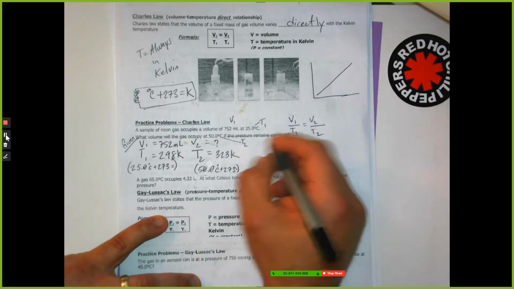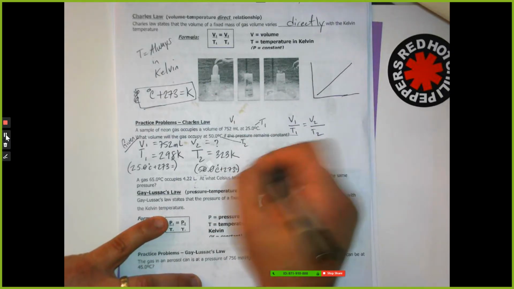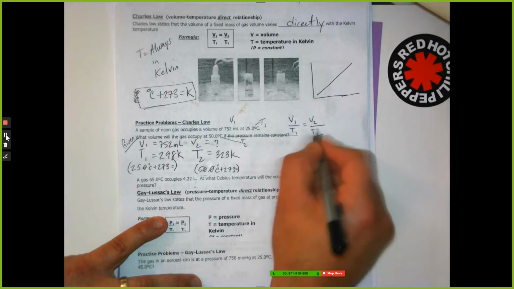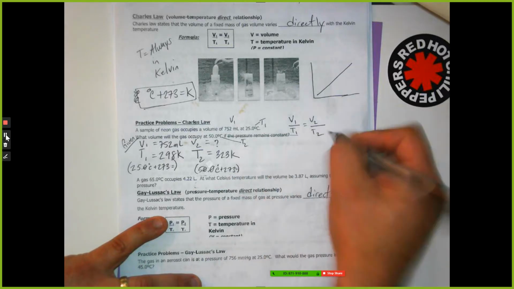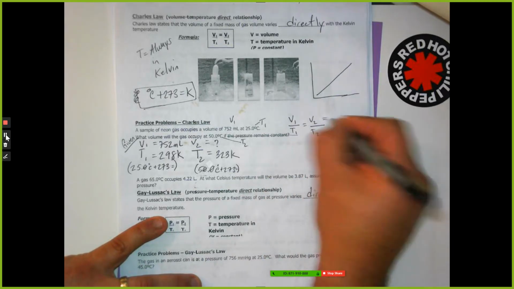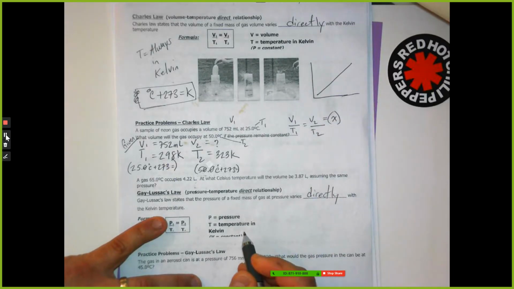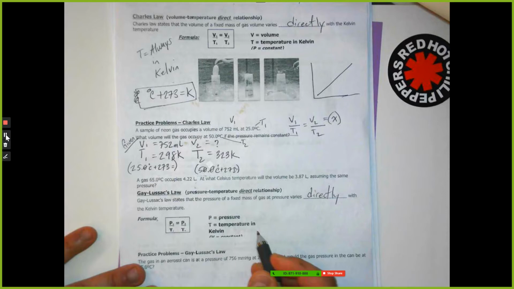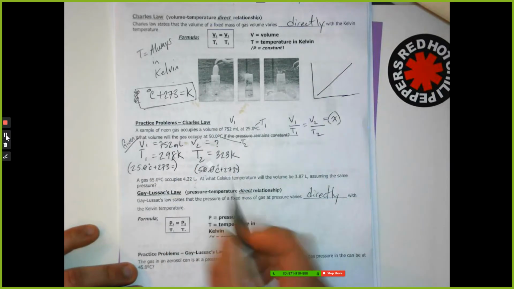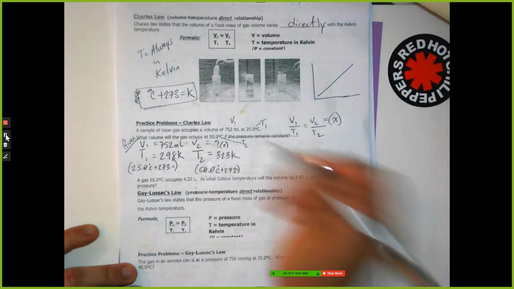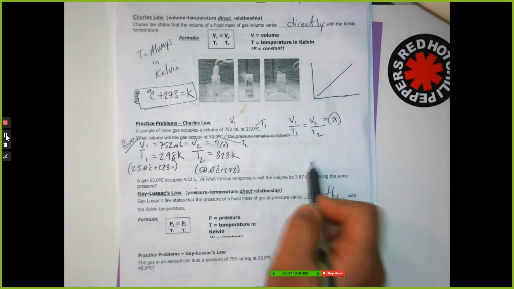So we'll go ahead and write our formula that we're going to use. It's written down right here. And I'm going to make V2 x. You don't have to write it down as x, but I like to do that just because it makes it easier. And so V2 is equal to x because that's what they're asking for in the problem. So I'm going to go ahead and write these numbers right here into the formula and do my cross multiplication so that I can solve for x, which in this case is the second volume.